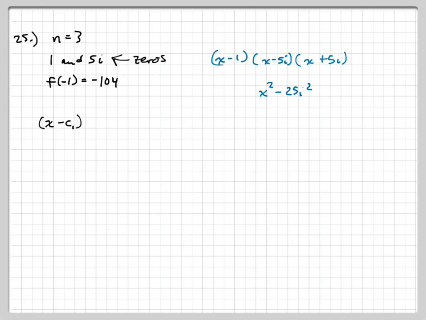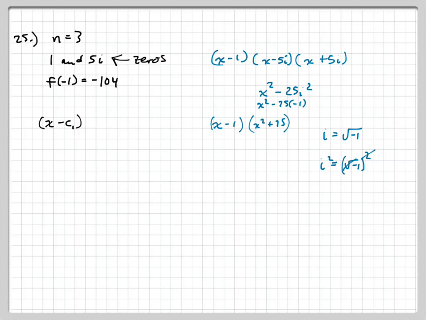Now, do you guys remember what i squared is? Well, do you remember what i is? The square root of negative 1. So if I have i squared, that would be the square root of negative 1 squared, and the square and the square root would cancel each other out. You'd be left with negative 1. So really this is saying x squared minus 25 times negative 1, which would be x squared plus 25. You guys with me still? Okay, cool.